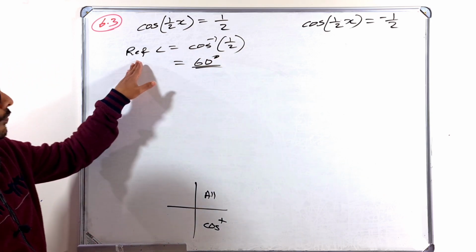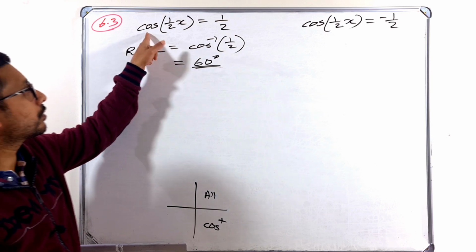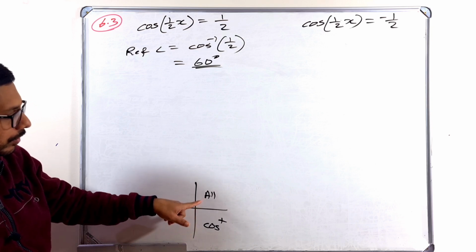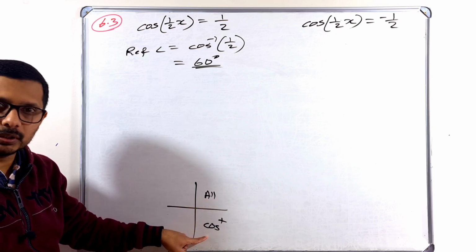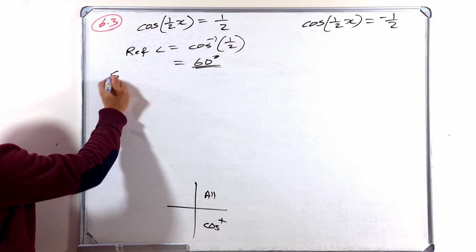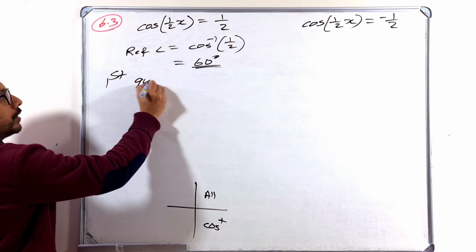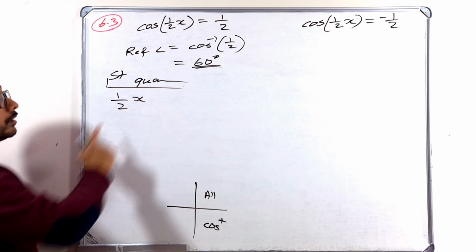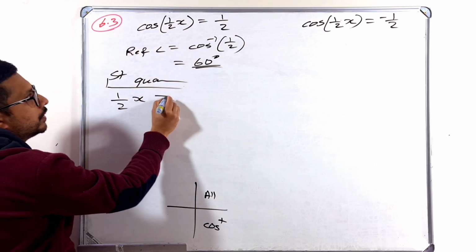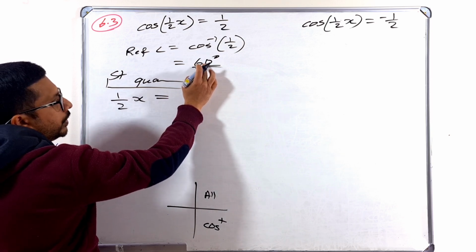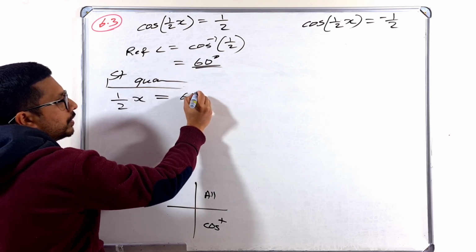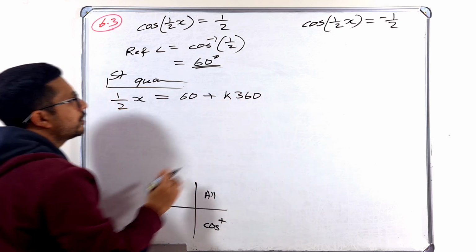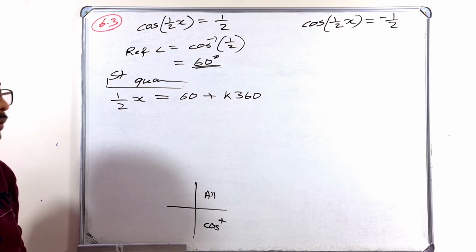Okay. So first I try to find the reference angle, that is cos inverse of 1 over 2, that is 60. Now let's think about this one. Cos is positive on the first or fourth quadrant. So let's do the first quadrant first. First quadrant, how can you write? Our angle is half x. Don't forget that. Half x is equal to cos inverse, that means 60, so 60 plus k 360. K 360 is because of the cos.